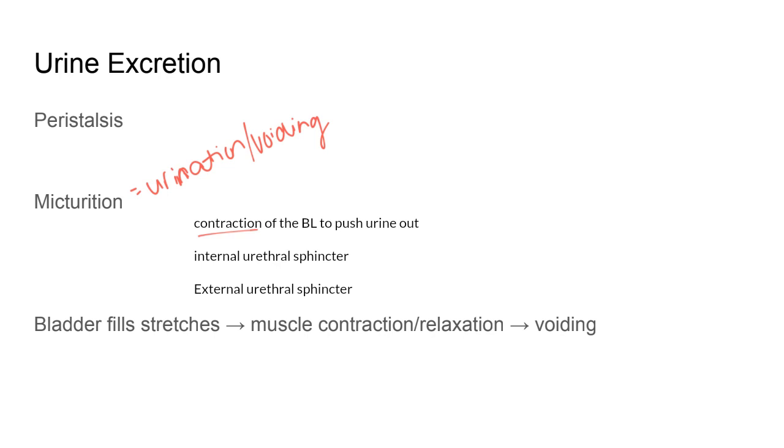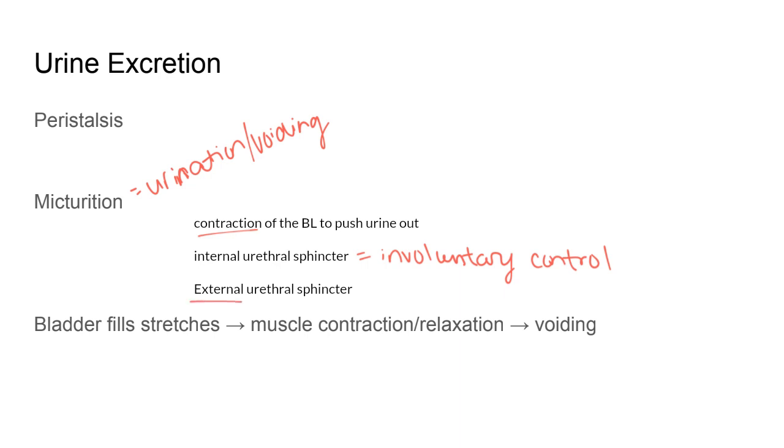The opening of the bladder is controlled by 2 sphincter muscles. Remember, sphincter muscles are round muscles that control things opening and closing. So we have the internal urethral sphincter. This one is under involuntary control. This is the one that when our bladder is full, this sphincter muscle relaxes and it tells us, oh, our bladder's full, I need to go potty.